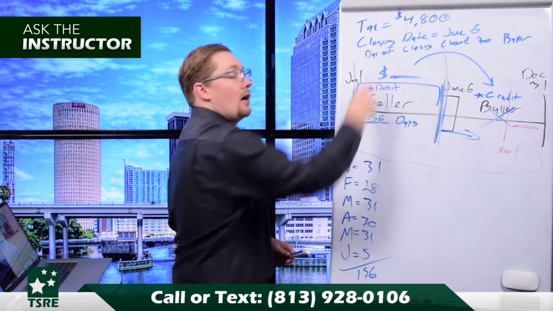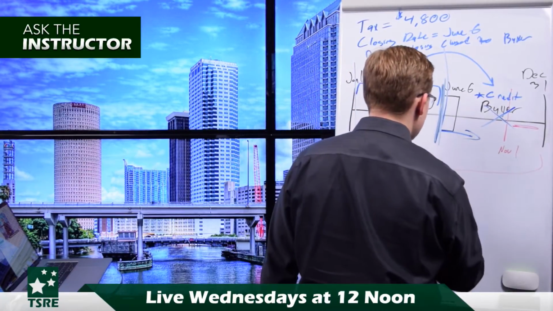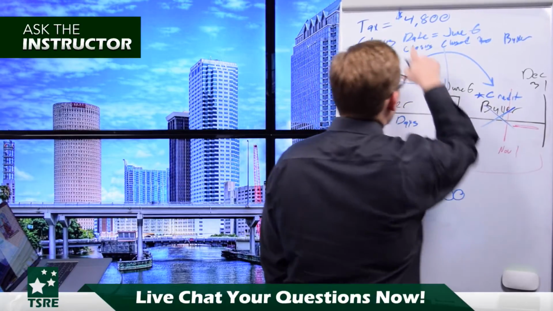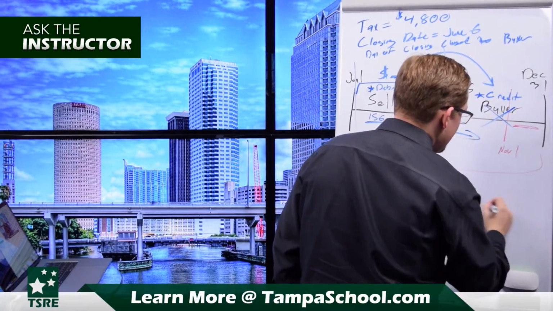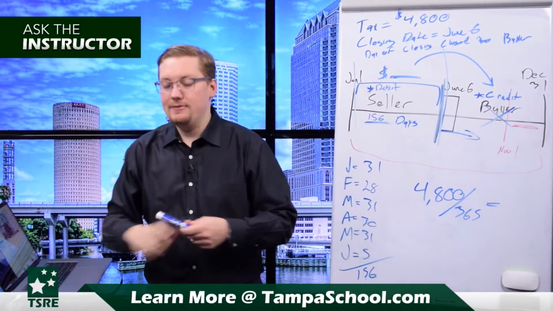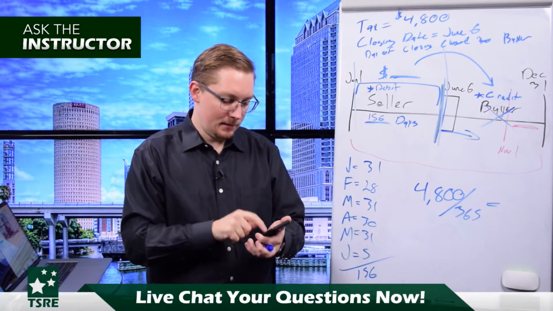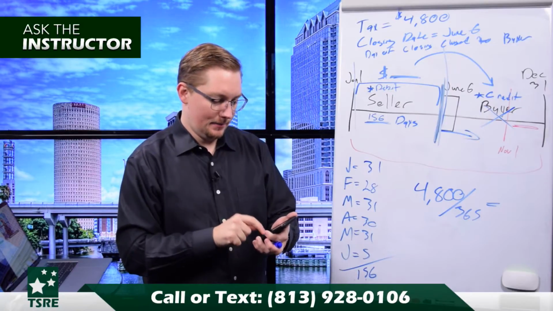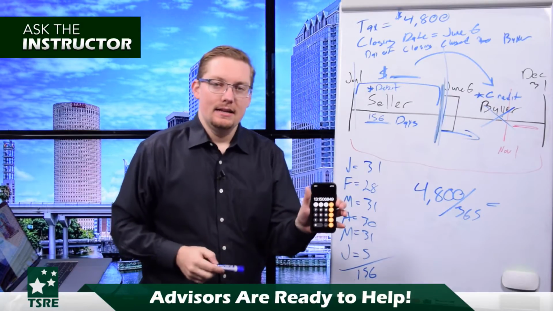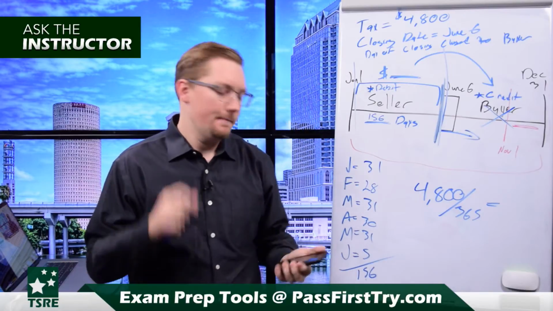Now we need to find out our daily rate. So we're going to take that tax bill of $4,800 and divide that by 365 days, because there's 365 days in the year, and we want to find out what that $4,800 is if we break it up per day. So 4,800 divided by 365, we get this super long number. You can see all those trailing decimals.